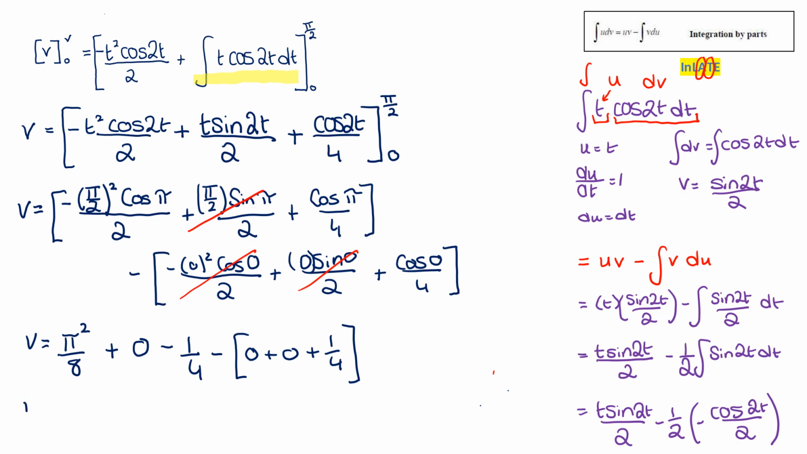So what we end up with is pi squared over 8 minus a quarter, which is minus 2 quarters or minus a half. And it's fine to leave your answer like that. Or if you want to change that to decimal, correct to 3 decimal places, we get 0.73.